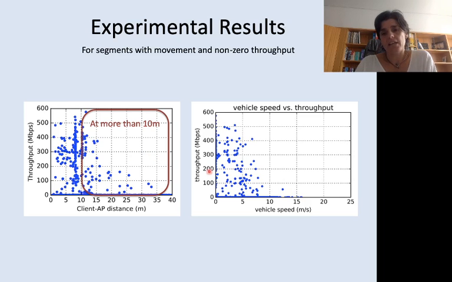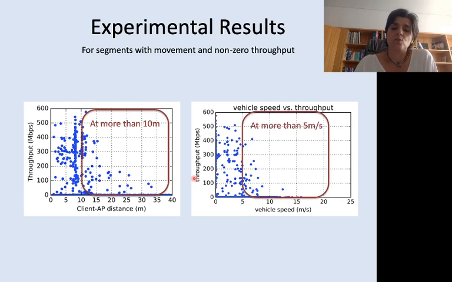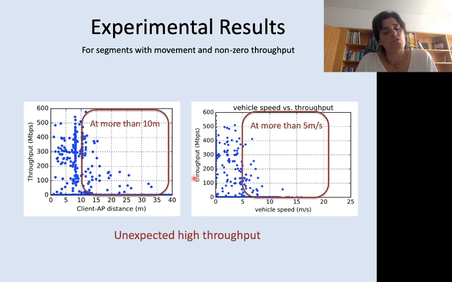On the right-hand side, you can see the throughput versus the vehicle speed, and here also you can see that you can achieve 300-400 megabits per second at more than 5 meters per second. So these were unexpectedly high throughputs, and we were asking ourselves what might have caused this.